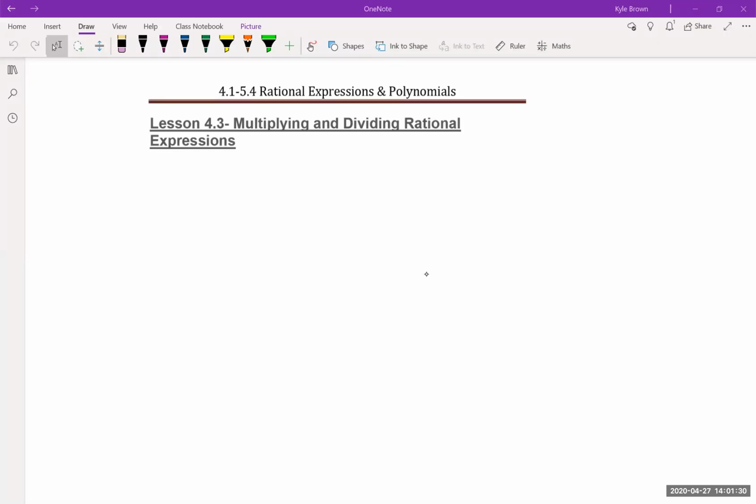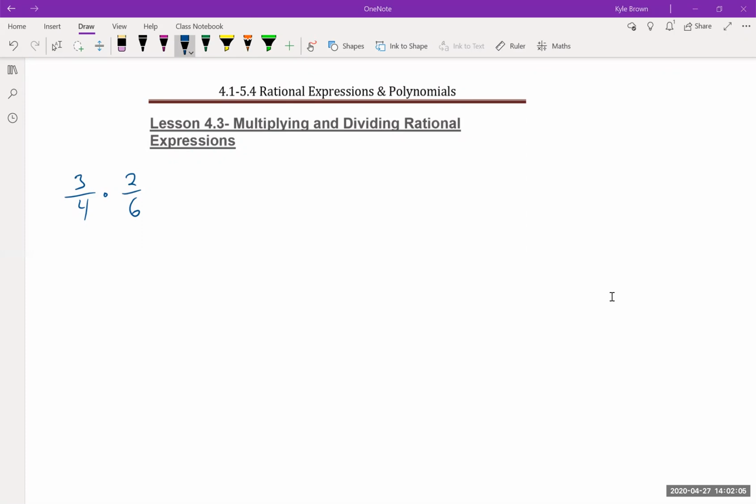All right, 4.3, multiplying and dividing rational expressions. Okay, so good news is this one's actually not going to be very different from just simplifying like we did in the last one. So for example, let's go way back. Let's say if we had an expression like 3/4 times 2/6, and we were multiplying these guys.